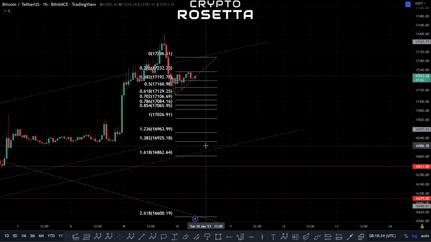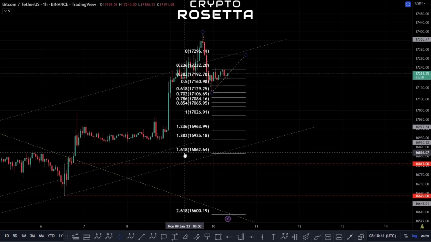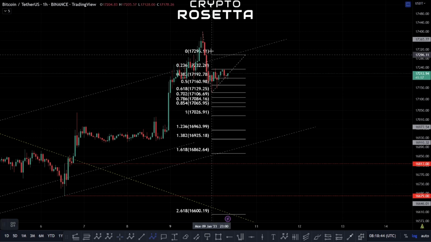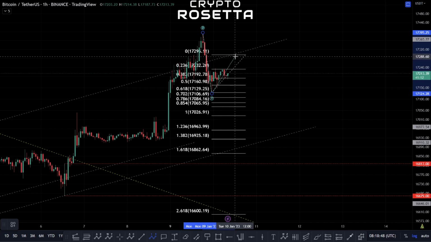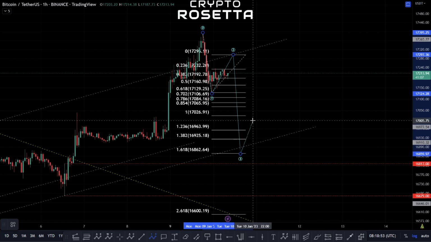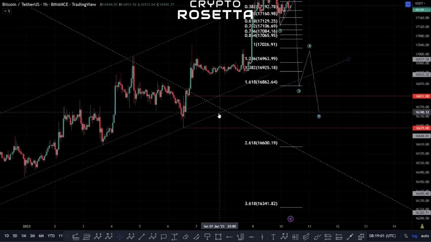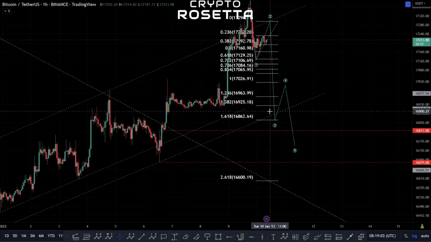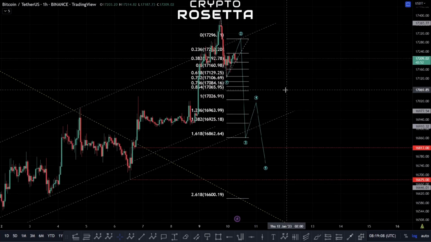The 16,907 zone. If we break down below that and reach this 1.618, we could look at this as a deeper move, where we get this as a 1, 2, and all of this as a third wave. We'd look for that fourth wave bounce, and then look to break through this trend line here. It is also possible we find support here, and then we could look for this to develop in some other structure. But for the most part, this is what I'm tracking at the moment.